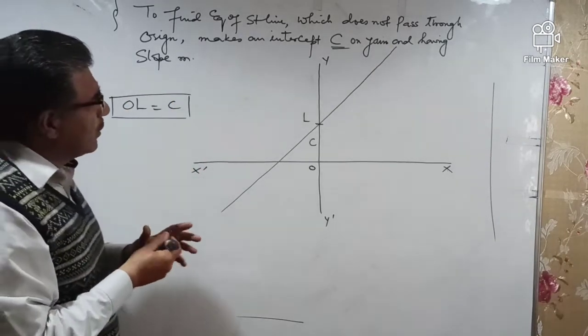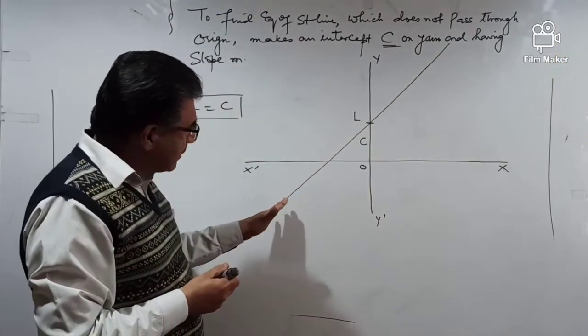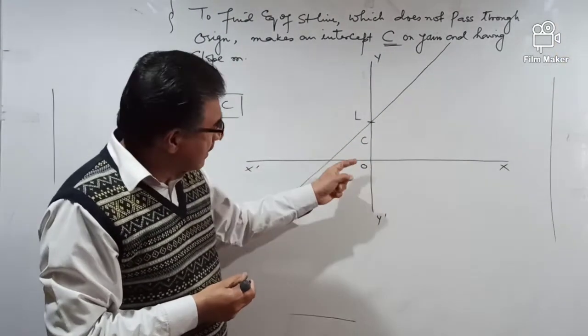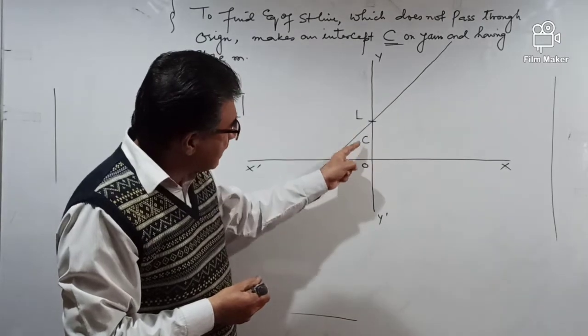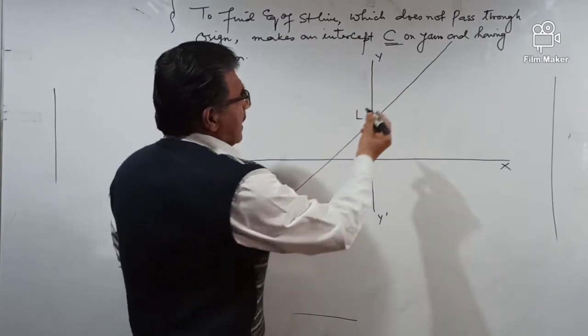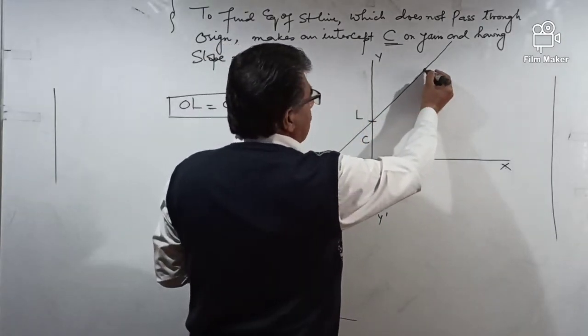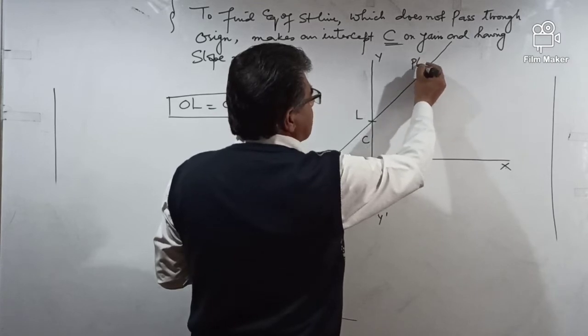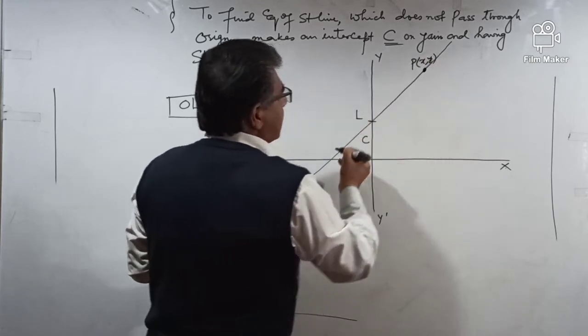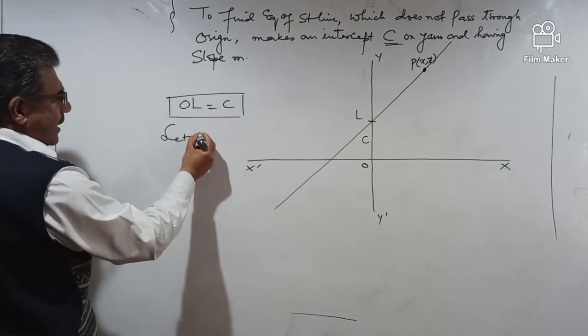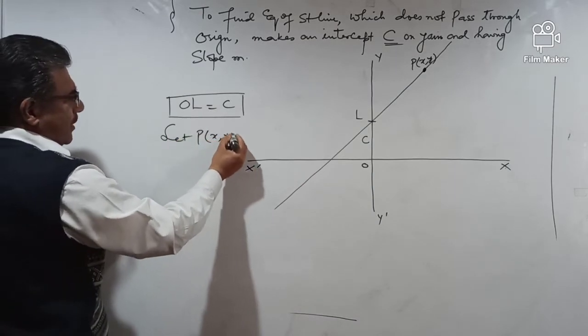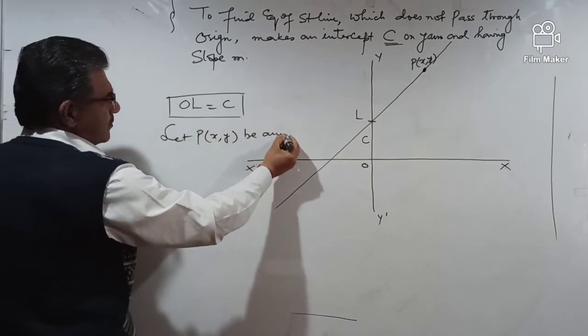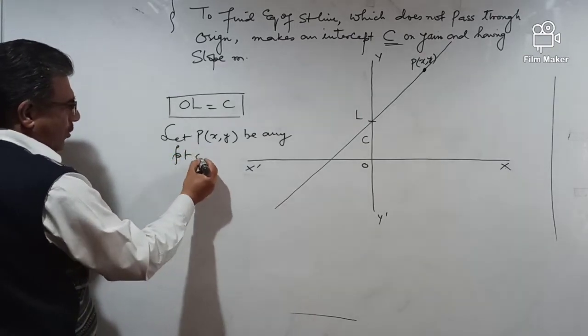So what you have to write? You have to write, let us consider a straight line which does not pass through the origin and which makes an intercept C on the y-axis. Let us take any point. Let P(x, y) be any point on the line.